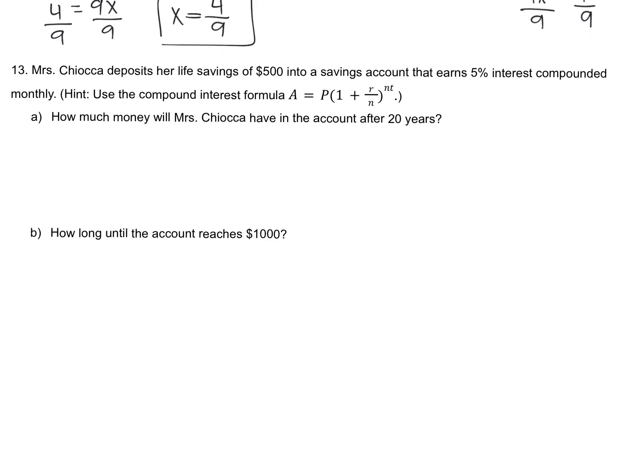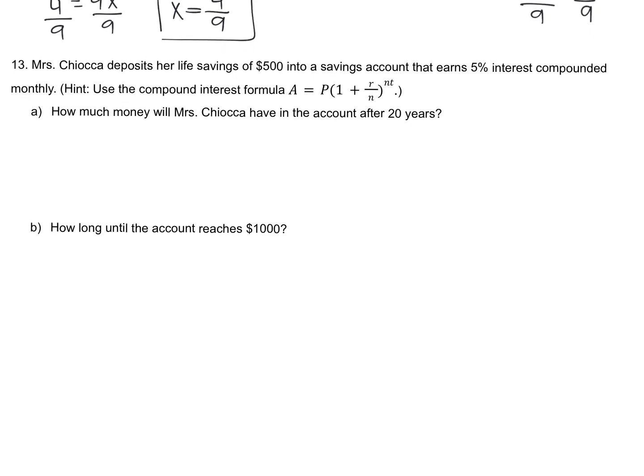The last thing we discussed in Module 4 was compound interest. So we have that Mrs. Chioka deposits her life savings of $500 into a savings account that earns 5% interest compounded monthly. So we're going to use the compound interest formula to figure out how much money Mrs. Chioka is going to have in the account after 20 years, and then figure out how long until the account reaches $1,000.